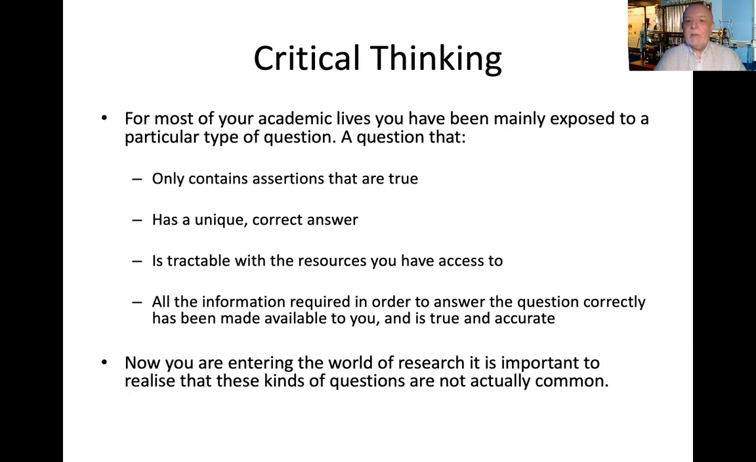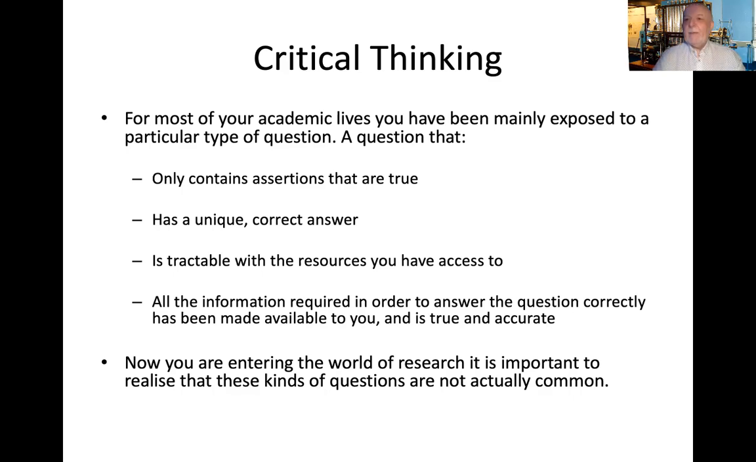What I mean by that is that you've had your lecture notes, maybe extra reading that the lecturer has given you, and based on all those resources, you can answer that question, which is unique and has a correct answer. And as we saw in the first lecture, when we start doing searches on documents, things like Google, it's not so tractable. The amount of resources becomes very, very large. And usually with the questions you've faced so far, all the information required to answer the question correctly has been made available to you and, as far as you're concerned, is true and accurate.